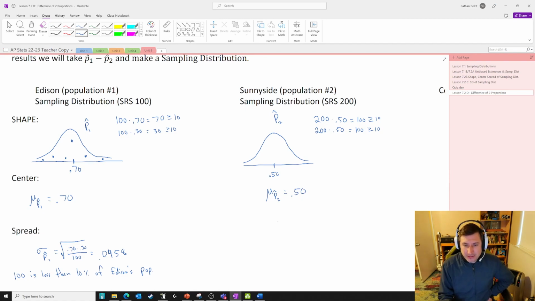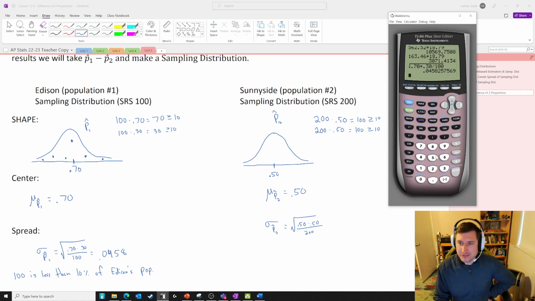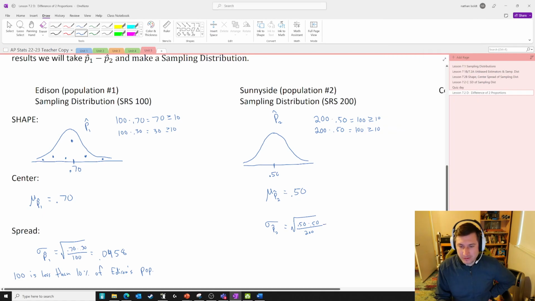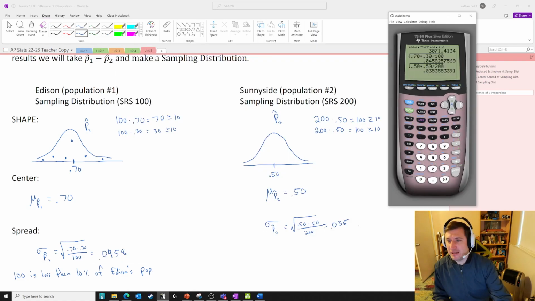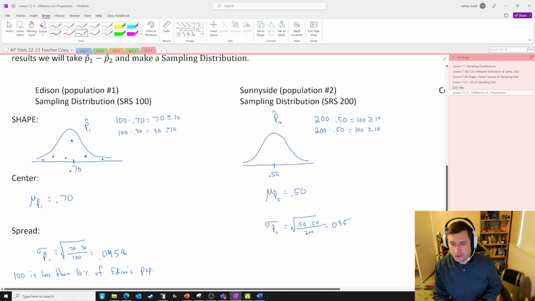And the spread is equal to the square root of 0.50 times 0.50 divided by 200. So what is their standard deviation? The square root of 0.50 times 0.50 divided by 200 is 0.035. I'll do one more decimal. Why not? 4-ish?